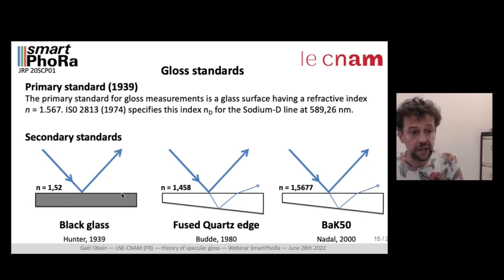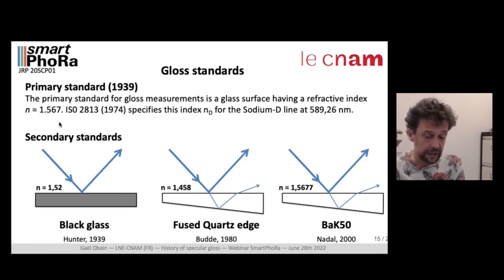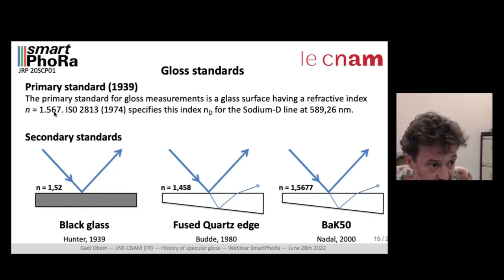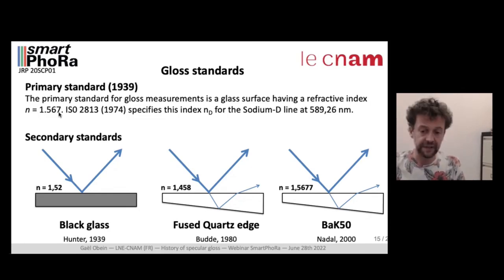What has changed is the realization of the standards, because D523 specifies that the primary standard is a glass surface having a refractive index of 1.567. It's not said explicitly at which wavelength, which is a bit of a pity, because we will see that we are talking about a broadband system, and a broadband system can't have a constant refractive index whatever the wavelength.